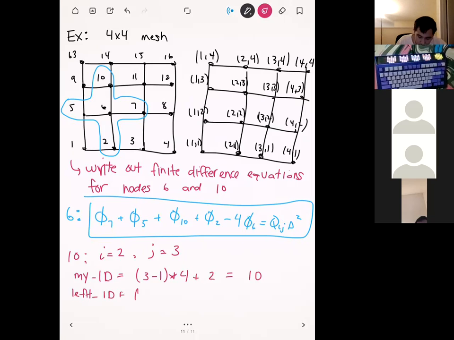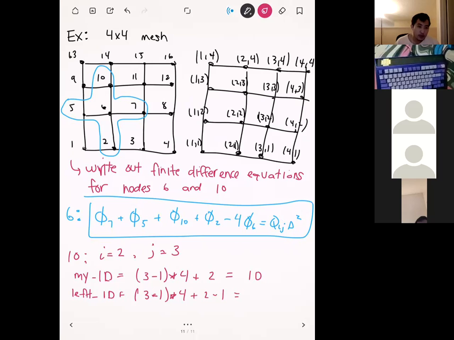Okay. All right. So now let's write out the equation for the left ID. And so for left ID, we're going to have j minus 1. So we're going to have 3 minus 1 again. Times nx, where nx here is 4. And then to that, we're going to add i, which is 2 minus 1. Right. And so remember, we do i minus 1 for the left neighbor. And then what we get from this is 9. And you can see from the diagram, indeed, ID number 9 is the left neighbor for node 10.